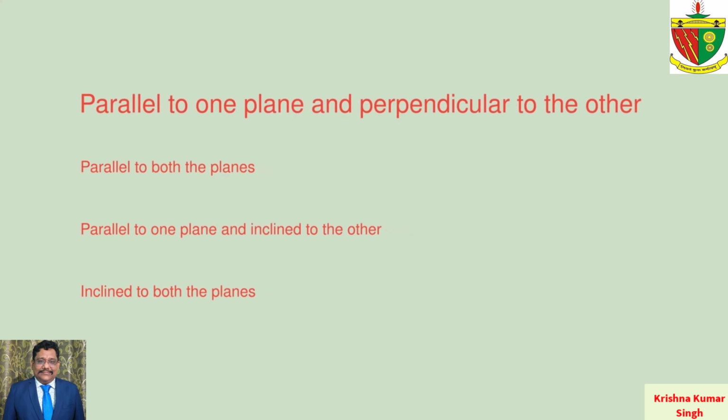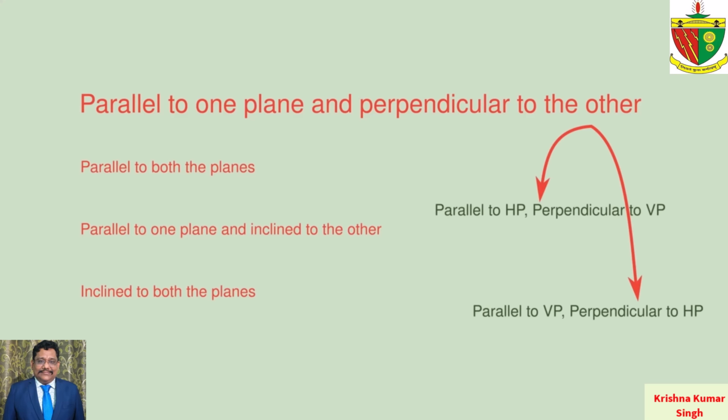Consider the first orientation, the line parallel to one plane and perpendicular to another. In this orientation we have two possibilities. These are the line parallel to HP and perpendicular to VP, and the line parallel to VP and perpendicular to HP. Let's solve a problem in the first case so that we understand the concept better. The line parallel to HP and perpendicular to VP.